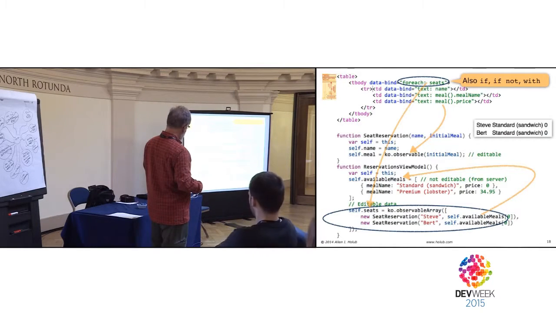All right, so let's again look at the code. Self.seats, that's JavaScript, is pointing at an observable array. This was just saying ko.observable in our earlier examples. Here we're saying it's an observable array. The constructor argument to observable array is an array. This array holds two seat reservation objects. Seat reservation is defined up here. So a seat reservation has a name, and it has an observable thing in it called a meal.